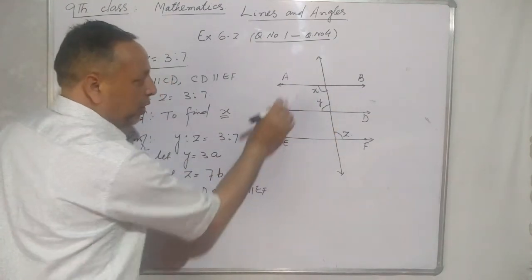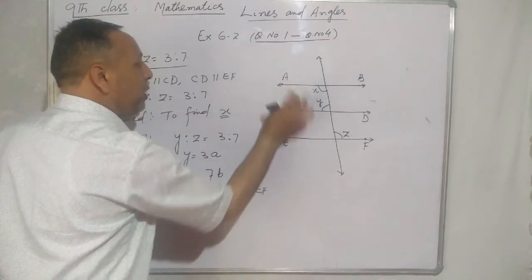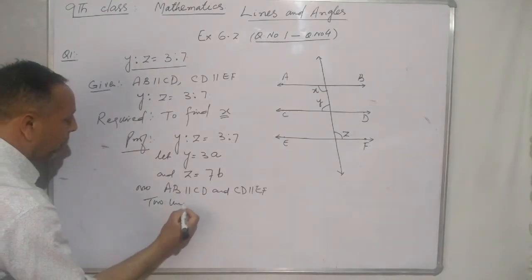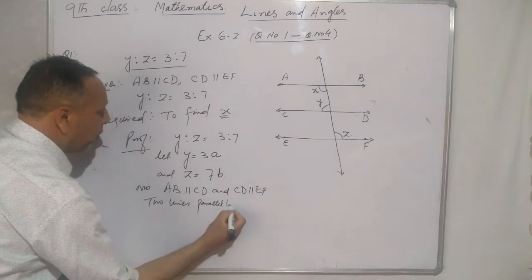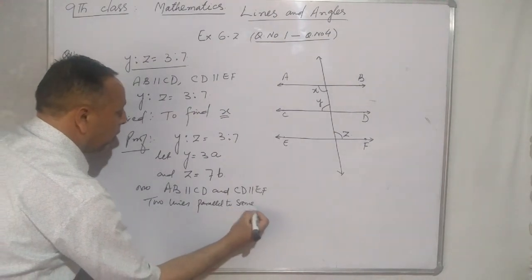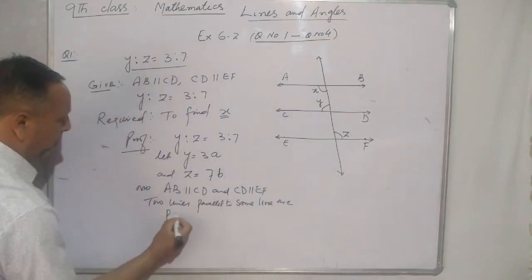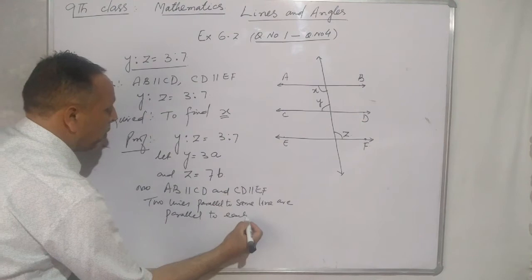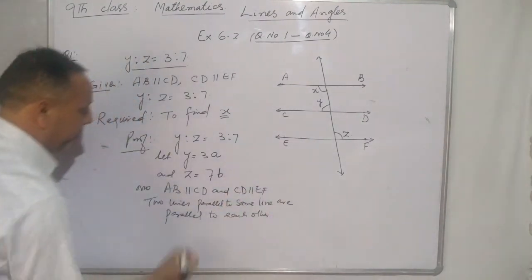Theorem 6.7. When two lines are parallel to the same line, then those two lines are also parallel to each other. Two lines parallel to the same line are parallel to each other. That means AB is parallel to EF.